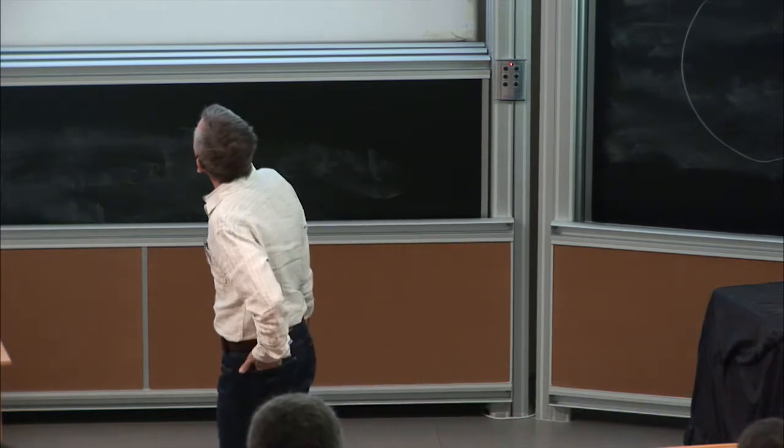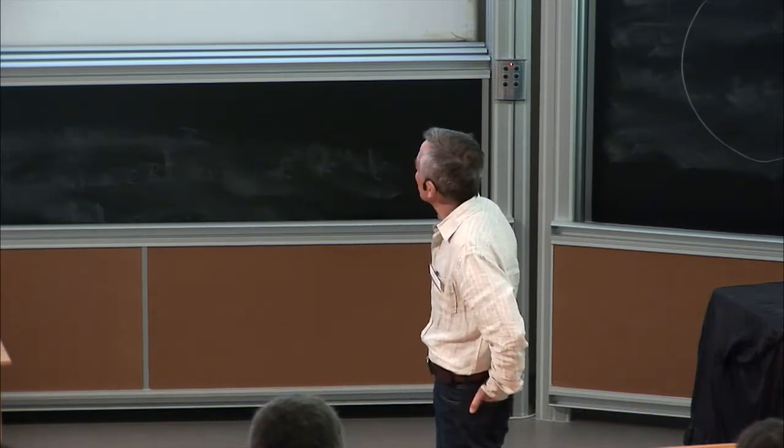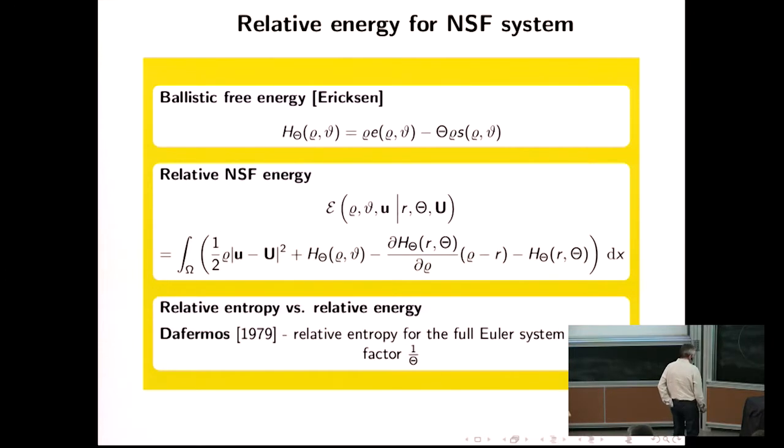So now you may wonder what would be a good relative entropy for my system. Okay, so what is the relative entropy for the Navier-Stokes-Fourier system? Actually, the way we obtained it was a bit non-standard, at least for people who work in the theory of hyperbolic conservation laws. I'll make a remark on that at the end of this slide.